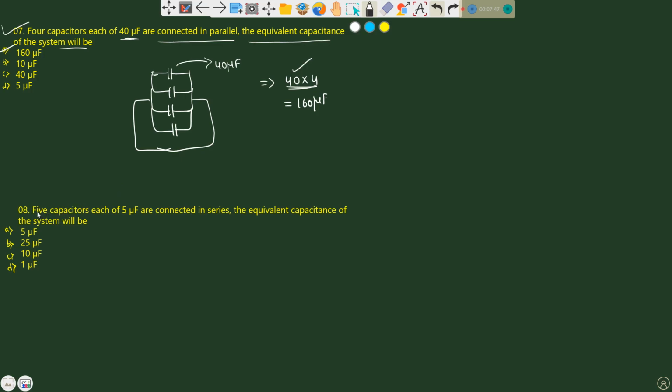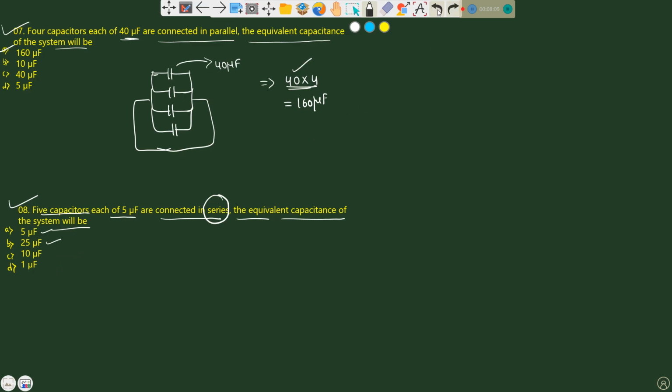Next see the question. Okay, I have another question also. So if 5 capacitors, each 5 microfarads, are connected in series, the equivalent capacitance of the system will be how much? 5 microfarad, 25 microfarad, 10 microfarad or 1 microfarad.